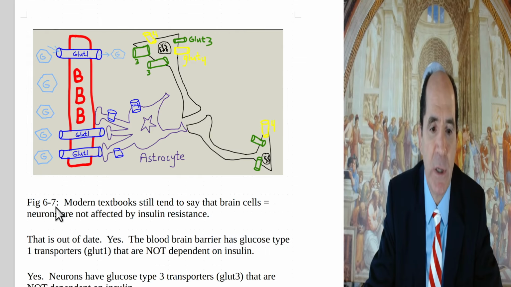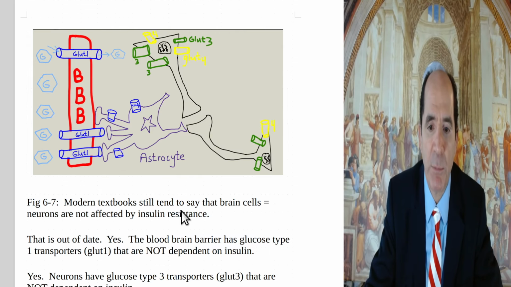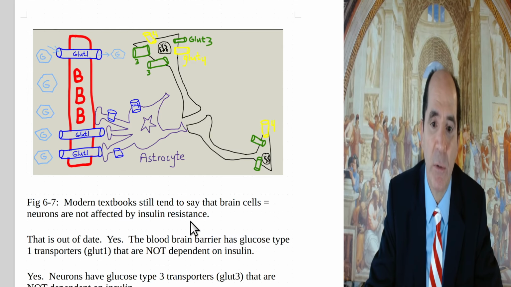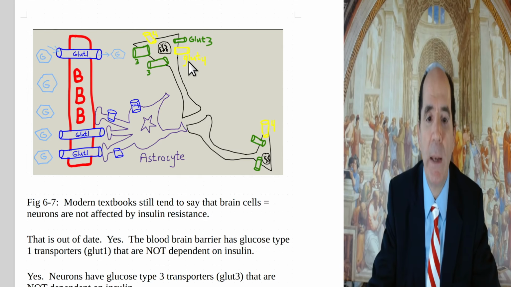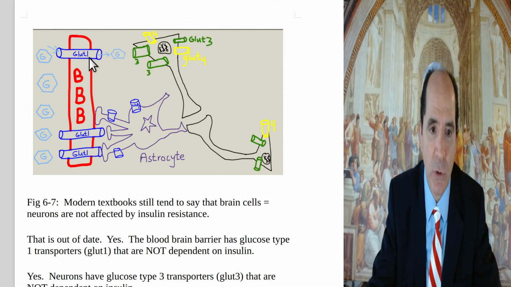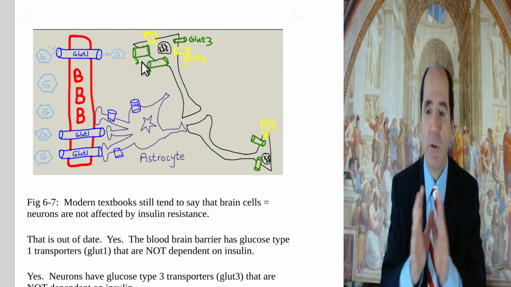So this is figure 6-7. Basically, modern textbooks still say that brain cells and neurons are not affected by insulin resistance, but that's incorrect because brain cells, neurons, have glucose type 4 transporters for getting glucose into the cell. Now, what you will see in the books is that there's glucose type 1 transporters across the blood-brain barrier, and glucose type 3 transporters in neurons that do not require insulin. So yes, that is true.